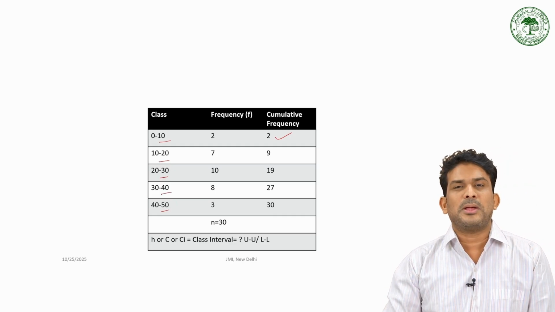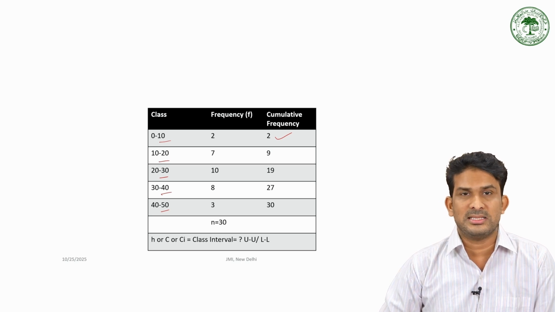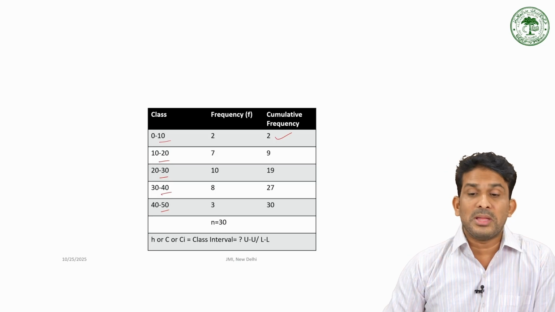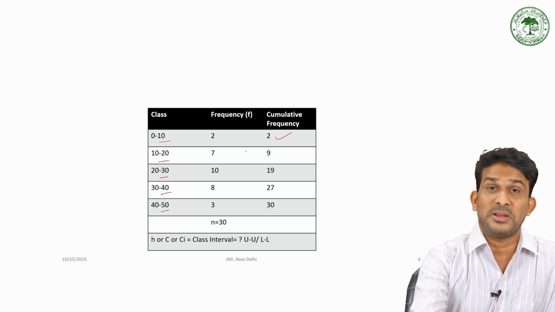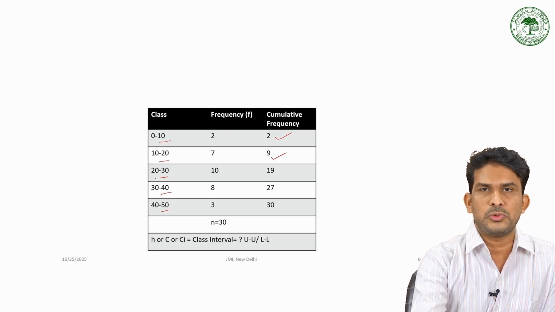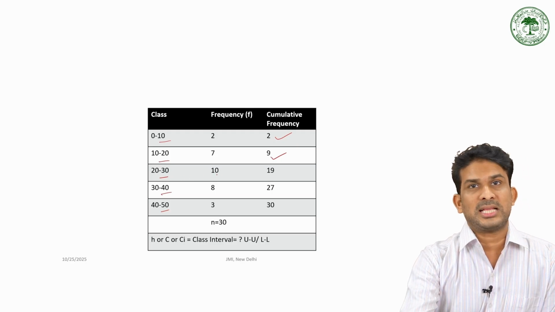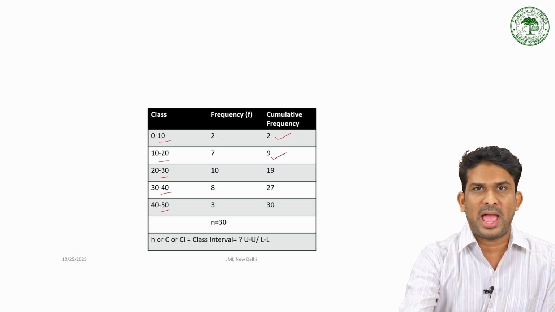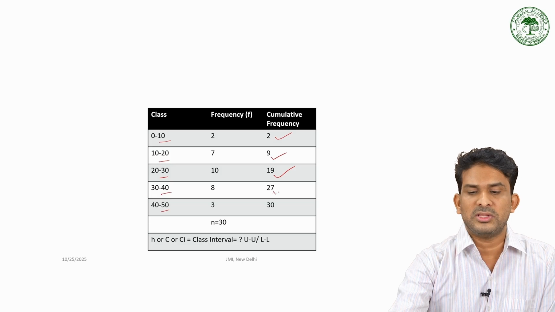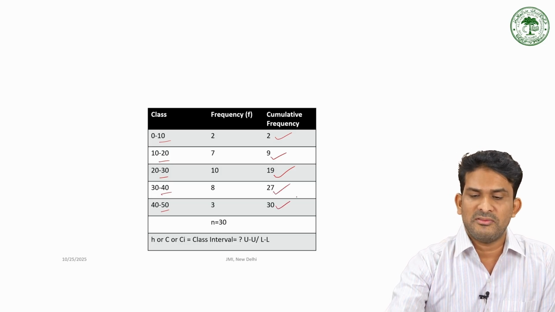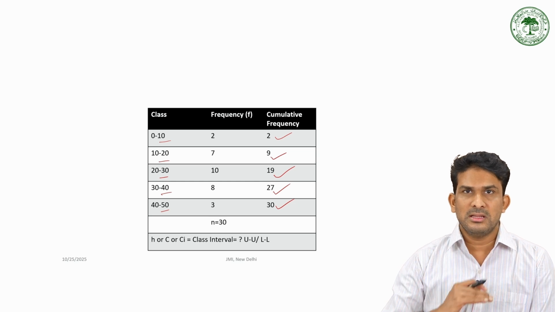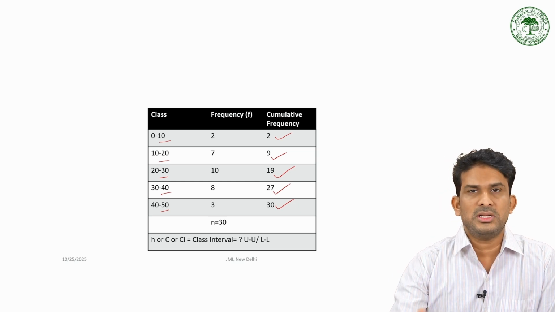So, below the upper limit, how many observations lie? That is the concern. In the second class, 10 to 20, we have 7, but below 20 we have 7 plus the previous 2, that is 9. Again, the third class, 20 to 30, we have 10 as the exact frequency, but for the cumulative frequency we add the preceding classes. So, we got 19. Again, for the next class, 27. Finally, we got 30 for the final class, that is 40 to 50, the highest class.